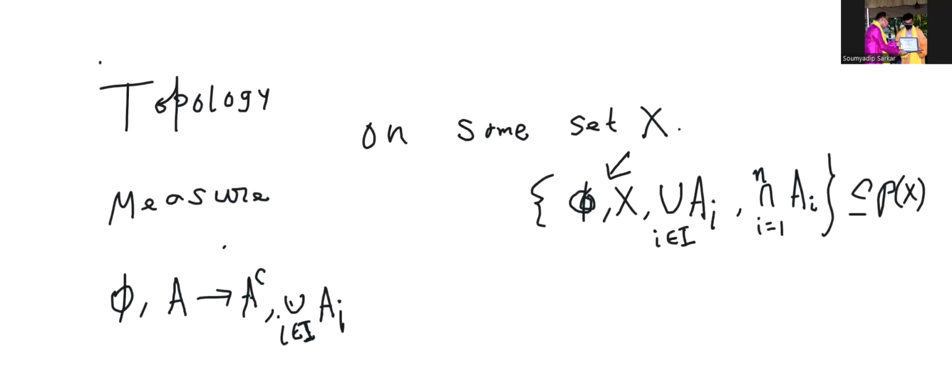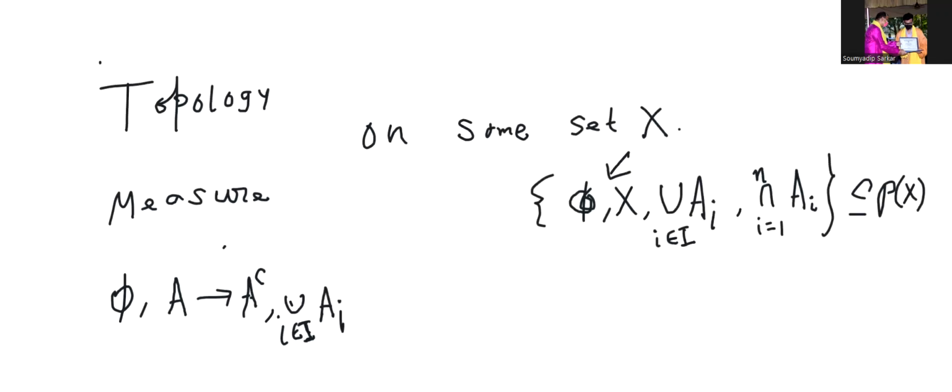And similarly, what is the intuition behind taking the countable unions? So what does it mean? If you know the probability of occurrence of every event A_i, you also want to know the probability that at least one of them will happen. And this notion of at least one will happen is captured by this countability. So that is the motivation behind defining a measurable space.